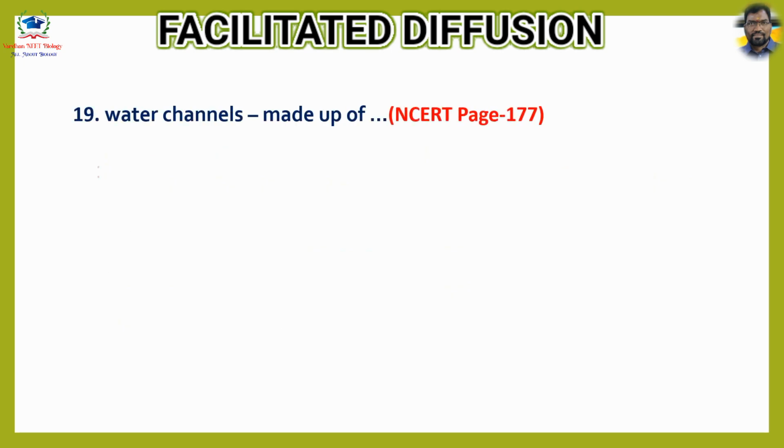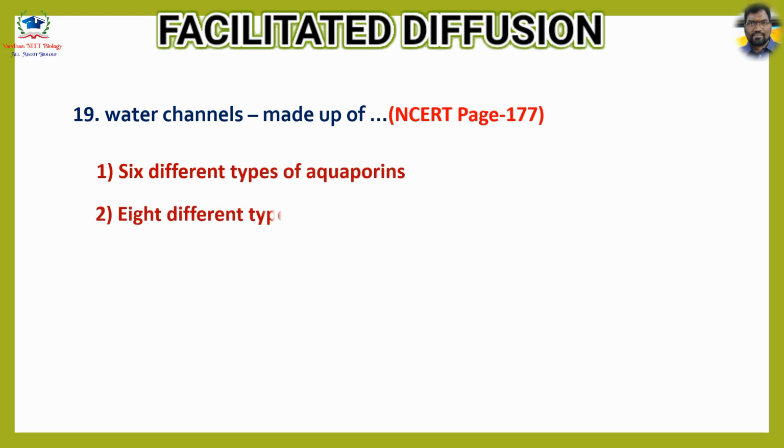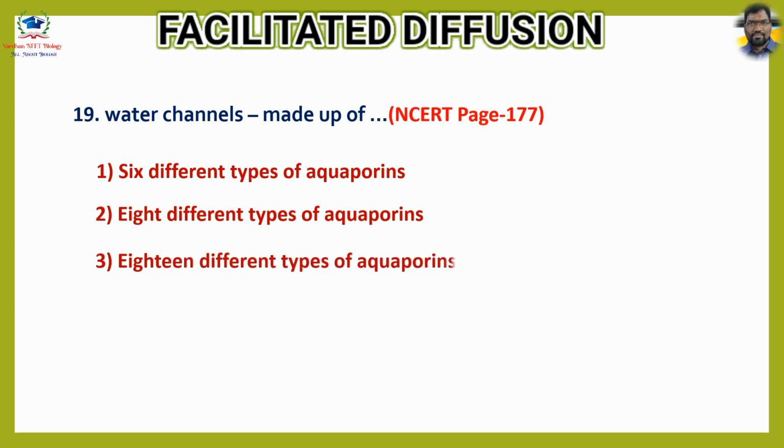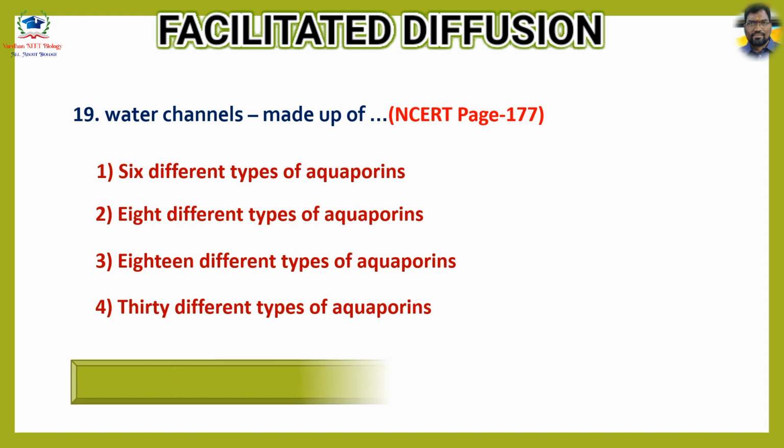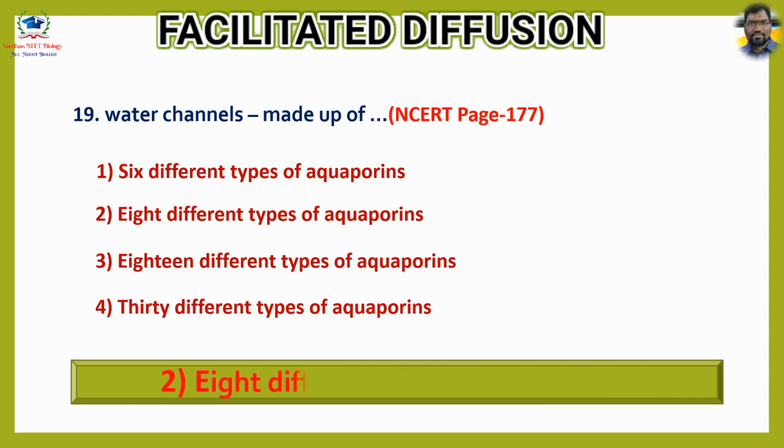Question number 19. Water channels, made up of. Options are 1. 6 different types of aquaporins, 2. 8 different types of aquaporins, 3. 18 different types of aquaporins, 4. 30 different types of aquaporins. The answer is option 2. 8 different types of aquaporins.